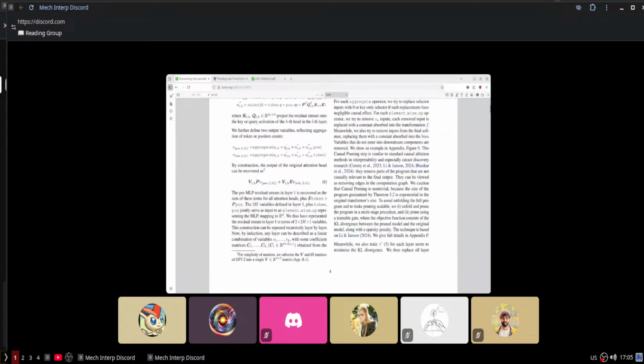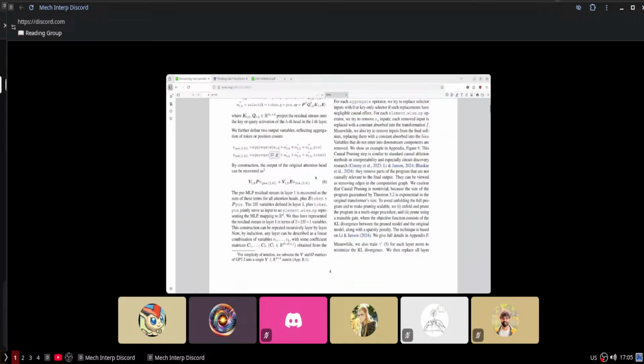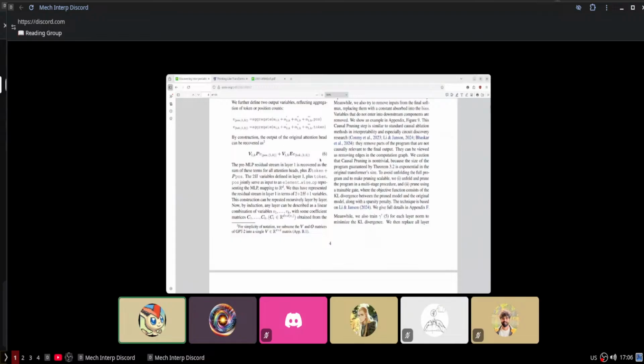Alright. To output variables, they aggregate the 4 things, the position and the token.